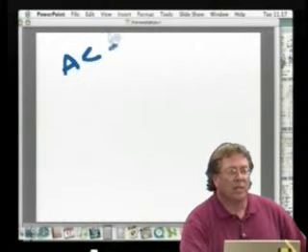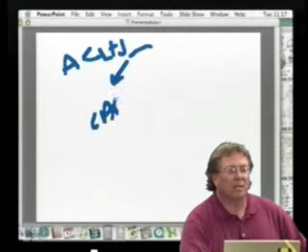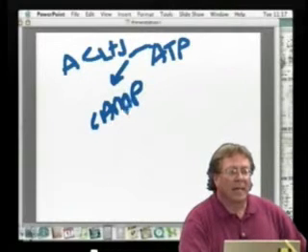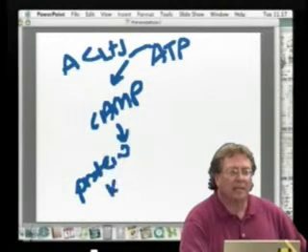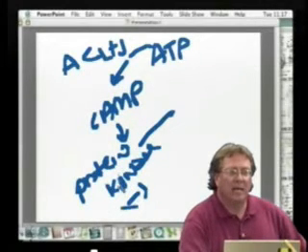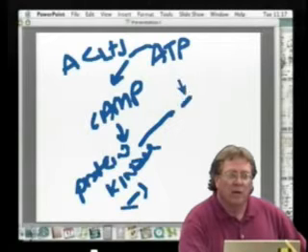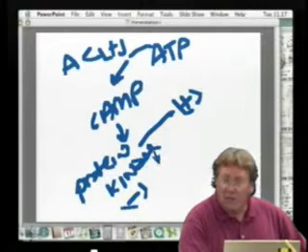Adenyl cyclase is turned on. It takes ATP and makes cyclic AMP. Cyclic AMP then goes to take an inactive protein kinase and convert it to an active form. It's an enzyme.